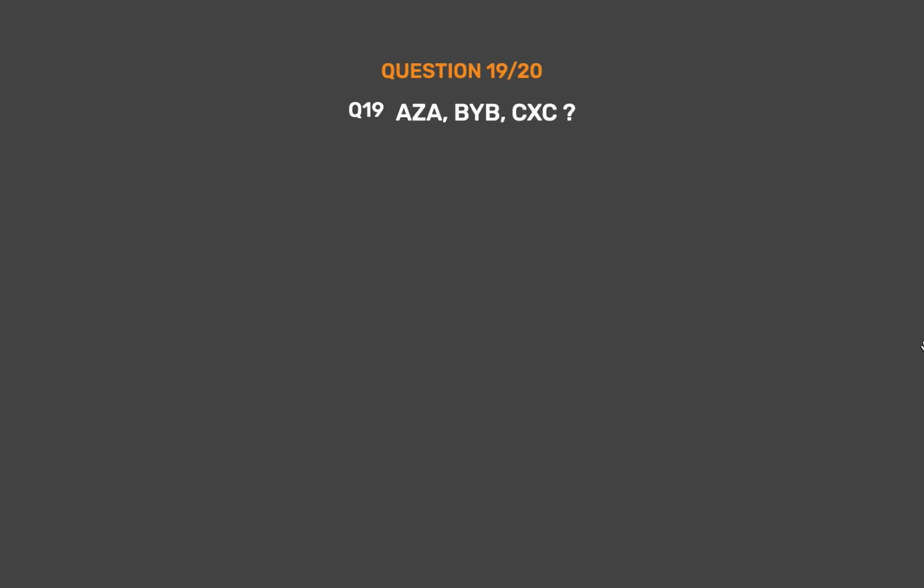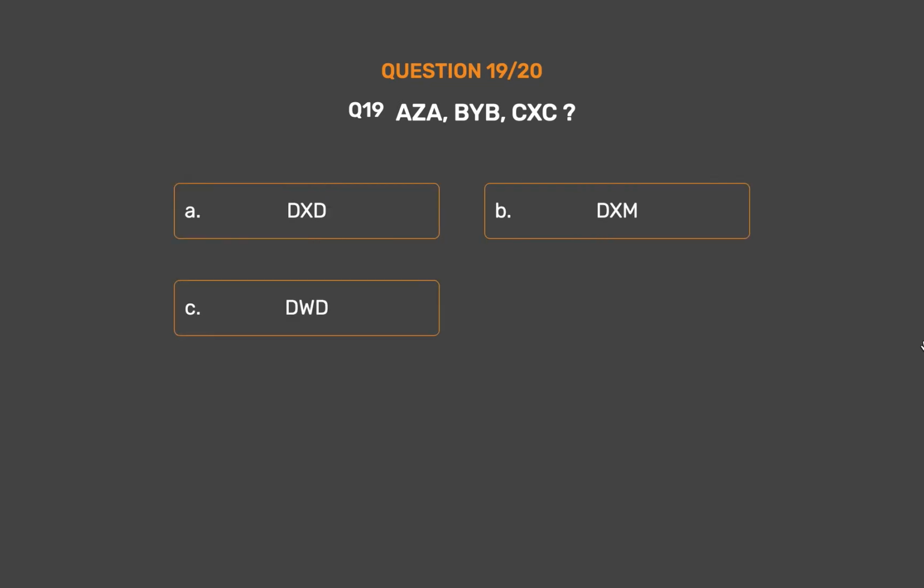Question number 19. AZA, BYB, CXC. Option A, DXD. Option B, DXM. Option C, DWD. Option D, none of these. The correct answer is option C, DWD.